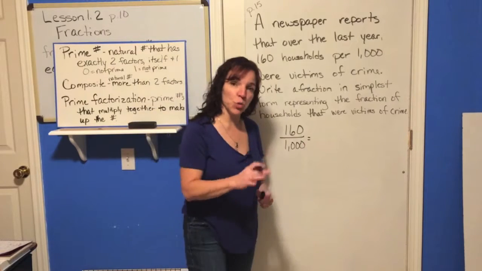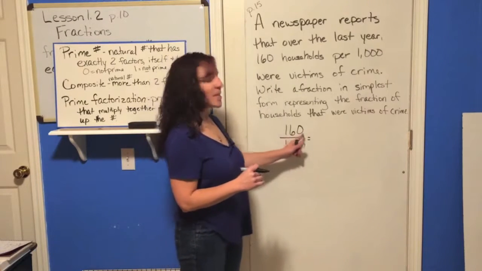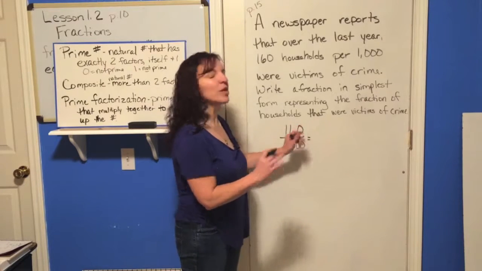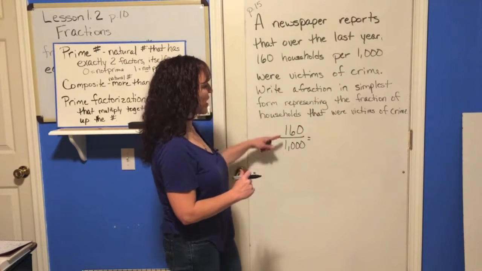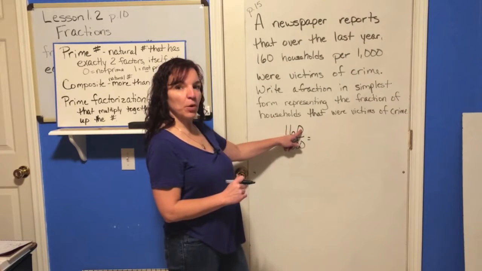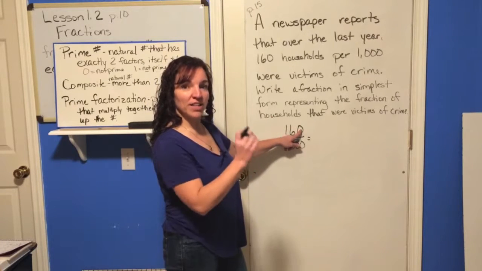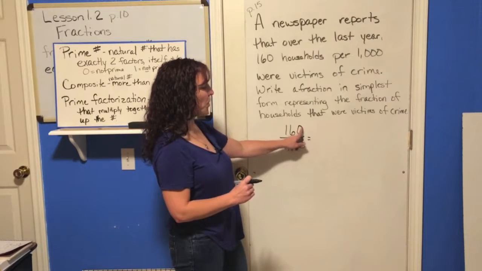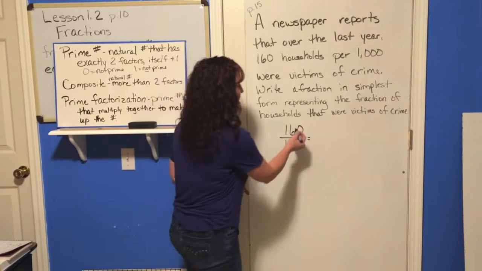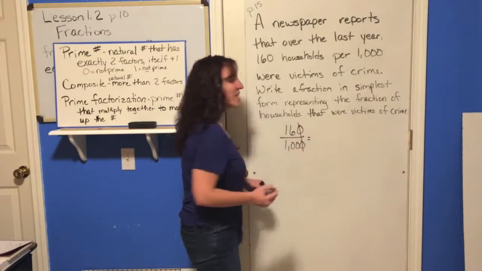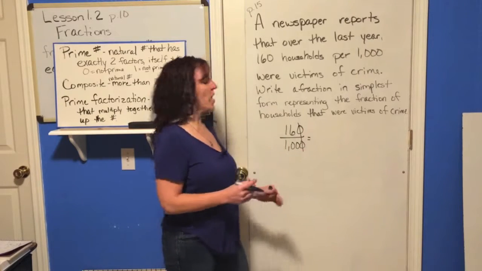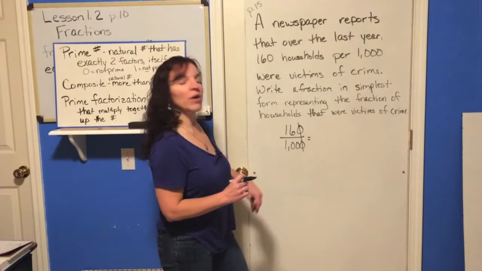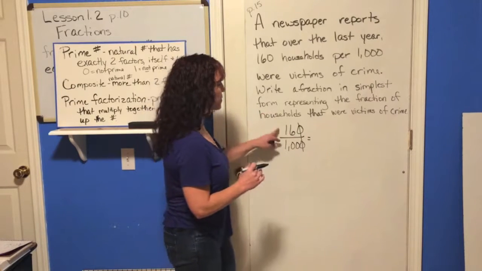I want to show you a shortcut. When you have zeros at the end, you can reduce a little bit first, because if there's a 0 at the end of a number, then you can divide it by 10. Both of these have a 0 at the end, so we can divide both by 10 simply by taking off a 0. That'll make your problem even simpler if both your numerator and your denominator have a 0 at the end.